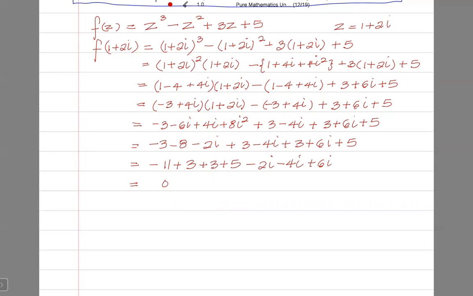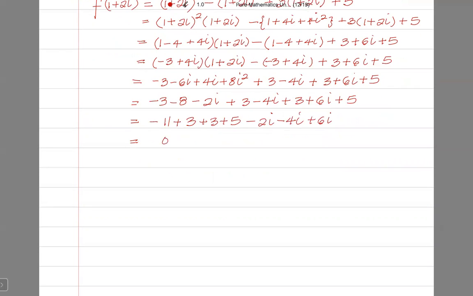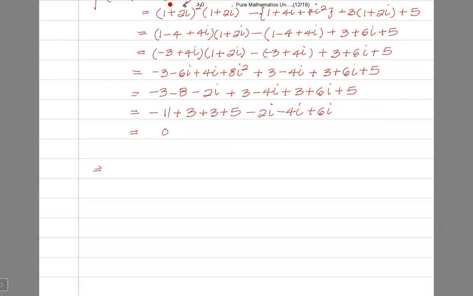Now you see, if f of 1 plus 2i comes out to be 0, that means therefore z is equal to 1 plus 2i. Let's not take up so much space. Therefore, z equals 1 plus 2i is a root.